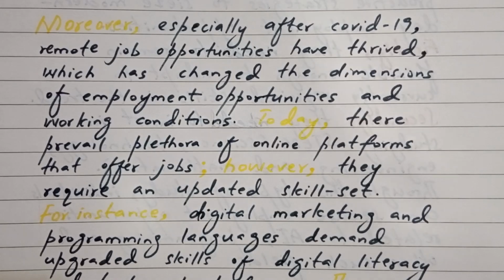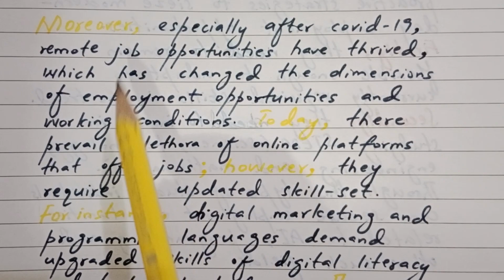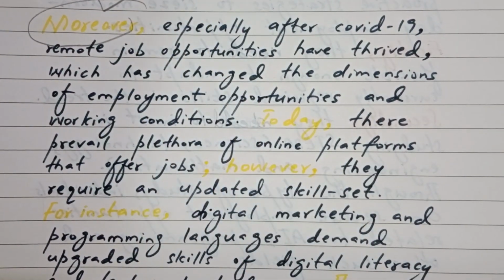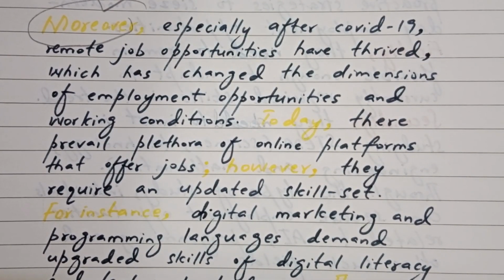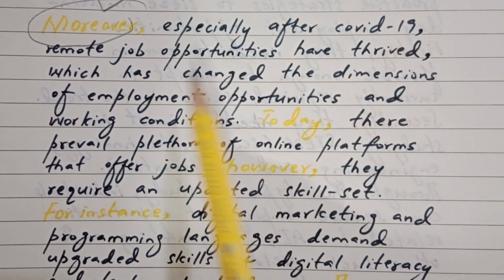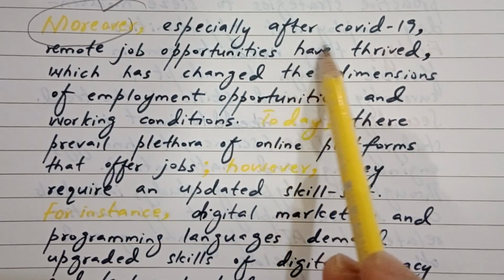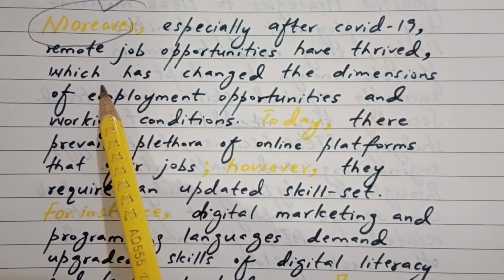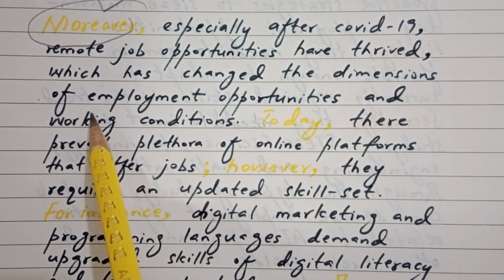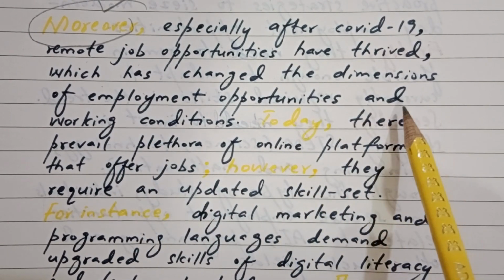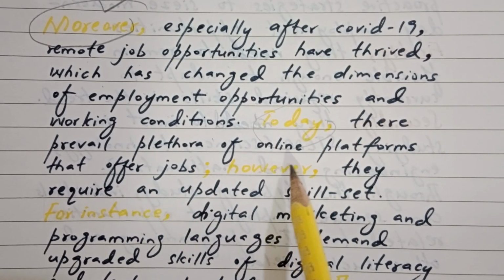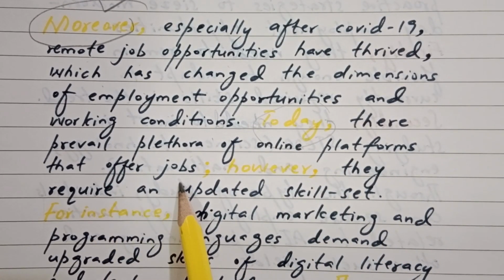Okay, here is the second paragraph of the body. It will also discuss another cause behind this very shift. I have started this paragraph with the connector moreover because it is in connectivity with the first paragraph, and both the paragraphs discuss the causes. Moreover, especially after COVID 19, remote job opportunities have thrived, which has changed the dimensions of employment opportunities and working conditions. Today, there prevails a plethora of online platforms that offer jobs.